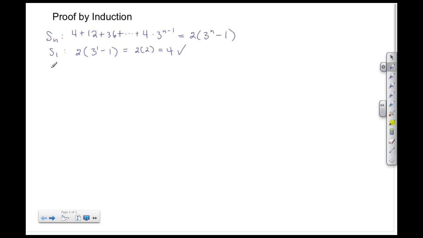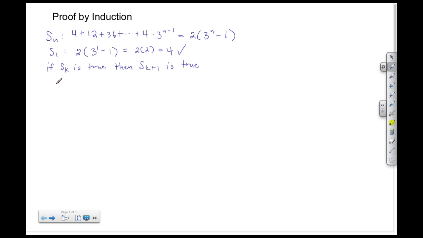Our second step is to assume that if s sub k is true, then s sub k plus 1 is also true. So basically, we restate this series and this expression in terms of k, and then restate it again in terms of k plus 1, meaning the very next term in the series. Then we'll be able to use a proof by induction to prove that the expression is true.